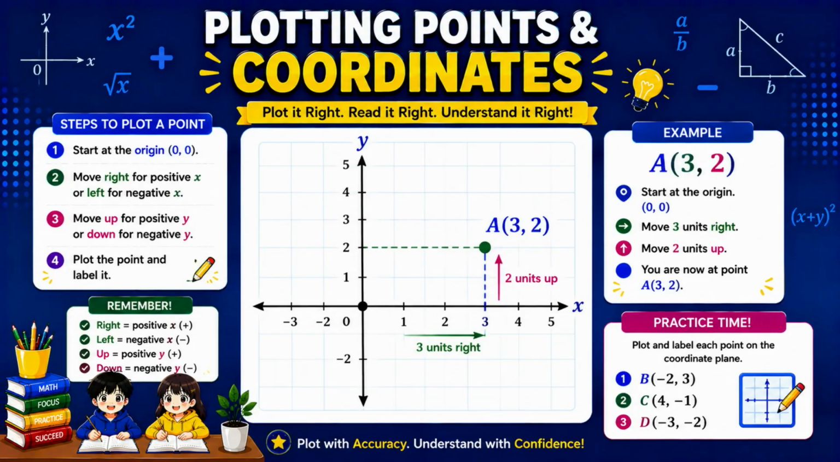To plot a point, always read the x-coordinate first and the y-coordinate second. For point A, 3 is the x-coordinate, so we move 3 units to the right. Then 2 is the y-coordinate, so we move 2 units upward.